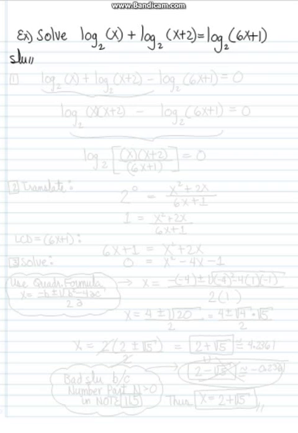And then we're going to condense all those logs on the left into a single logarithm using the rules of logs. So we're going to subtract the log base 2 of 6x plus 1 from the right side over to the left side, so the right side becomes 0.